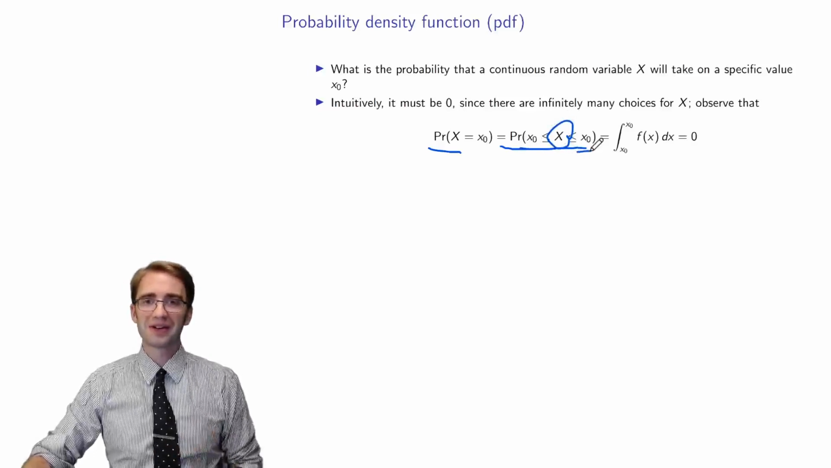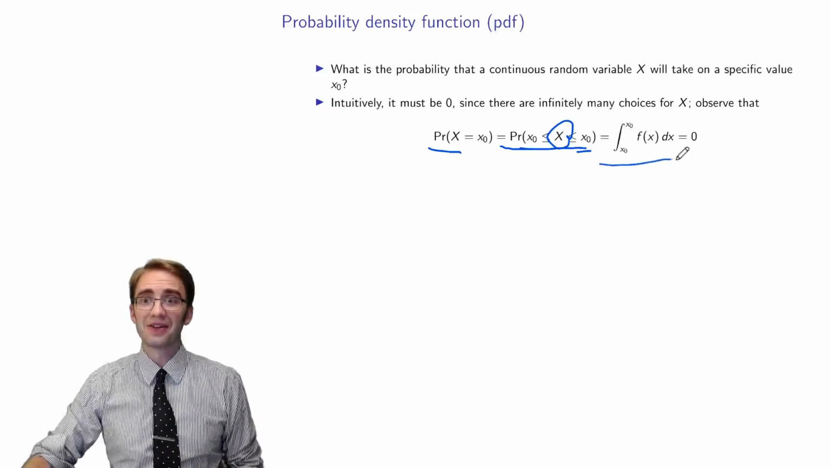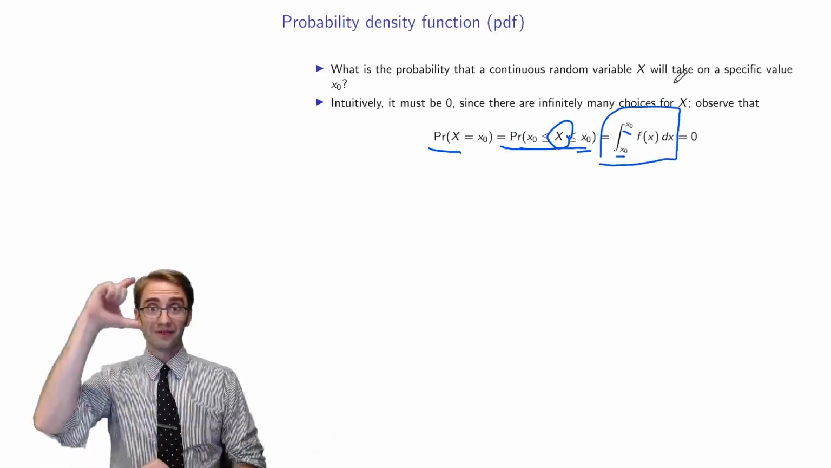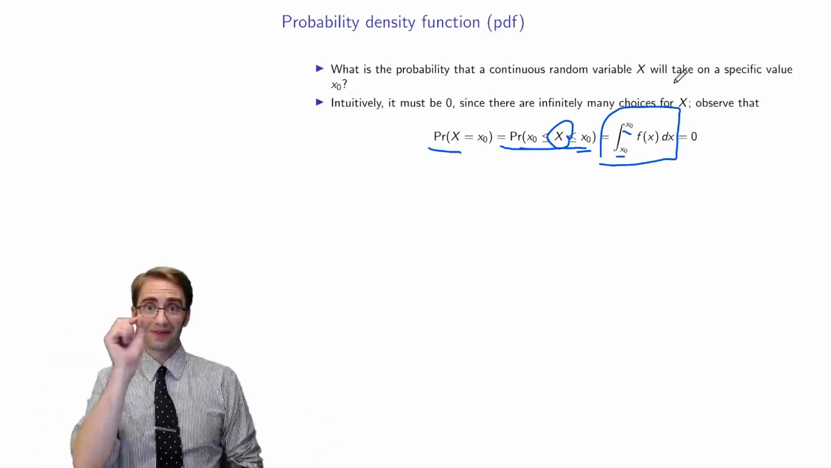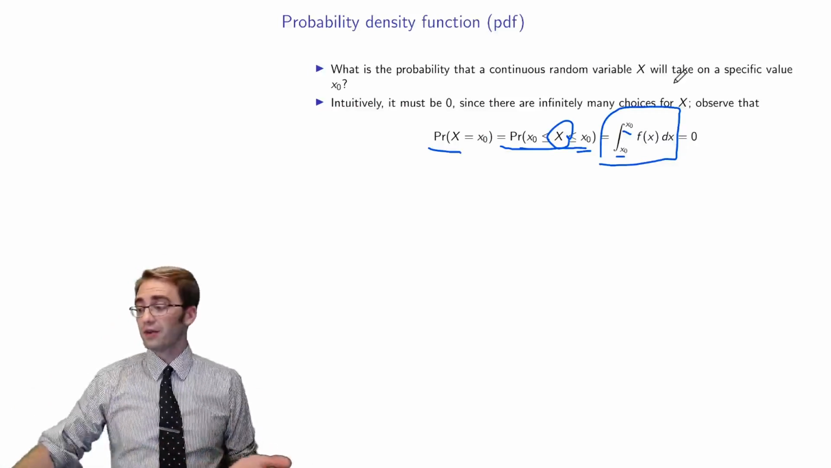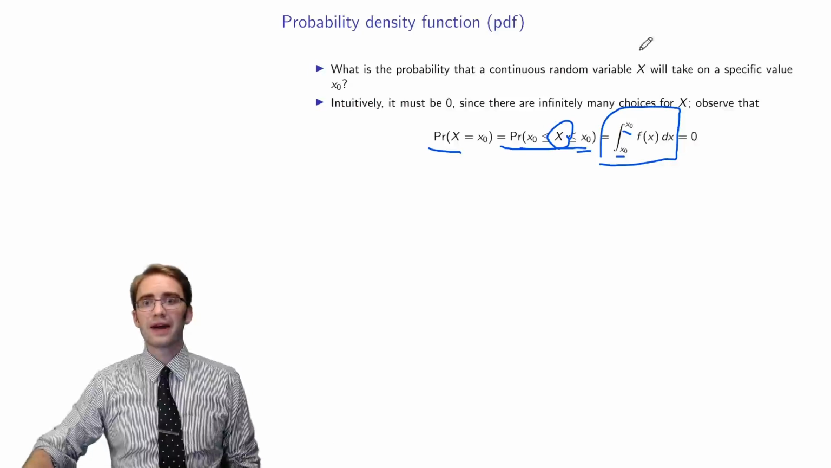It's greater than or equal to x naught, and it's less than or equal to x naught. So that's just an integral of the PDF from x naught to x naught, and of course that's 0, right? Take an integral where the domain of integration is length 0, and you get 0. So yeah, cool. A PDF satisfies this property that we want it to satisfy.